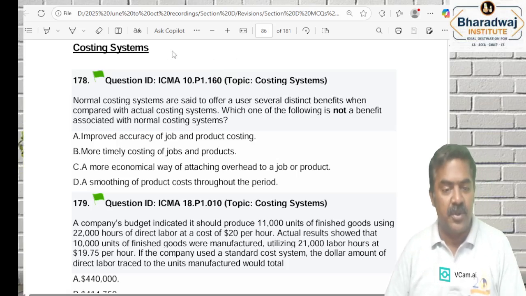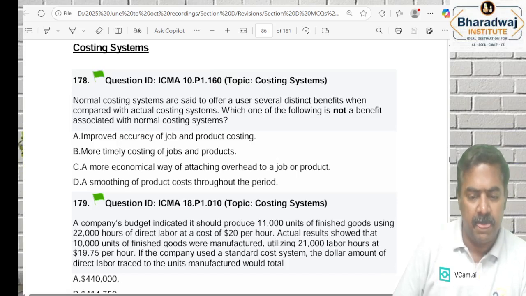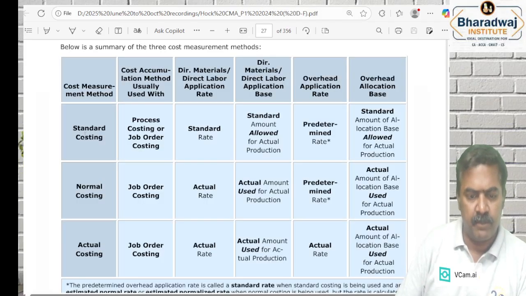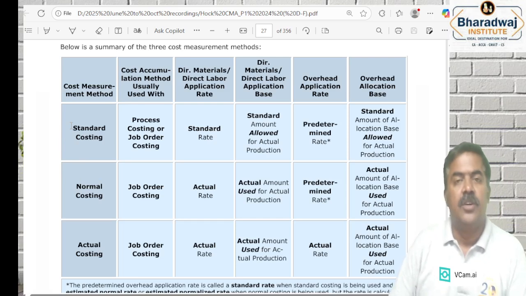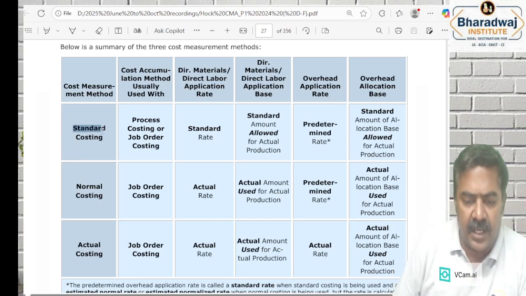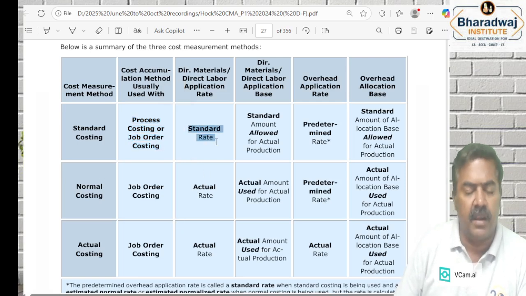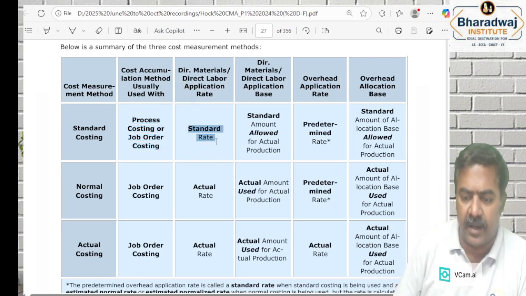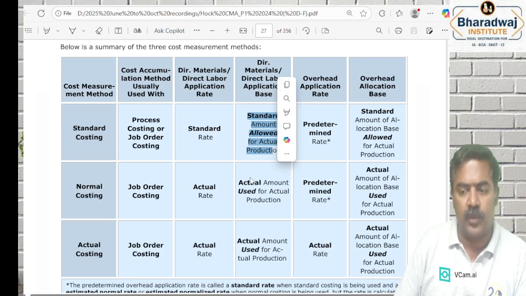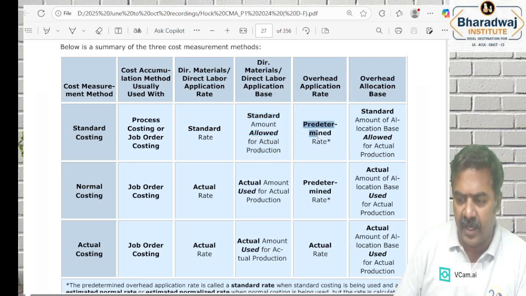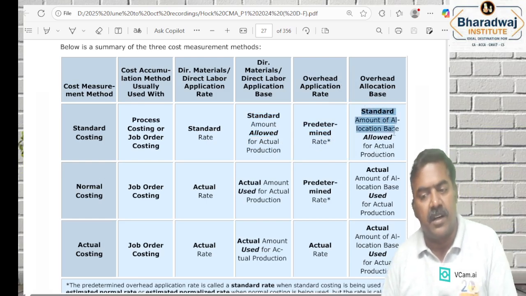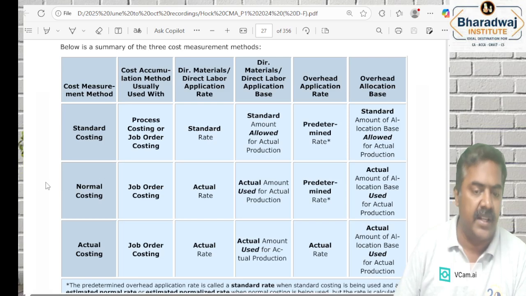Shall we move on to the costing systems? Yes, sir. Okay. So we have standard costing. It can be used in process costing or job costing. Everything is taken at standard rate, right? Direct material and direct labor are taken at standard rate. Everything is based on what is allowed, at a predetermined rate for overheads. So the overhead rate is a predetermined rate, and what is allowed is what we take.